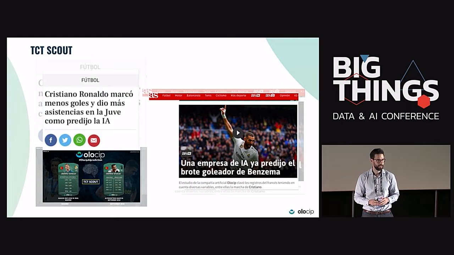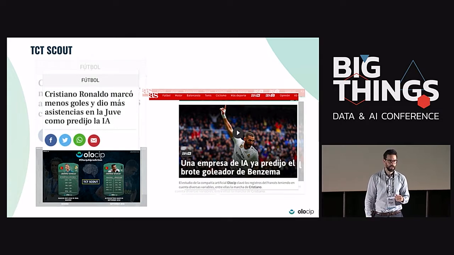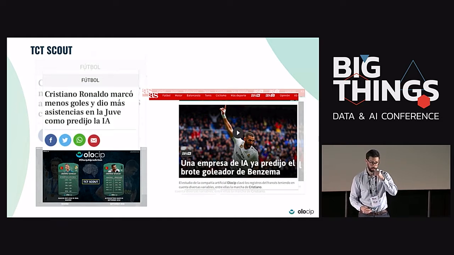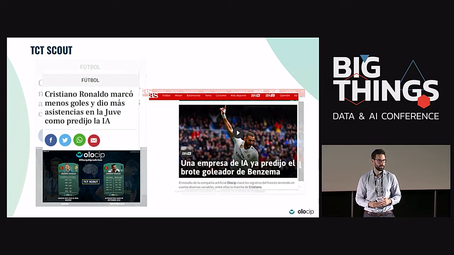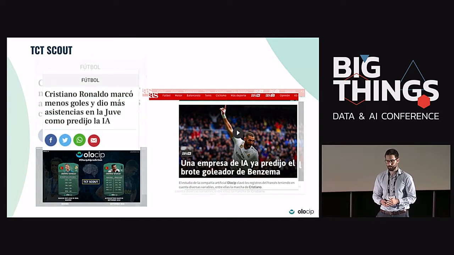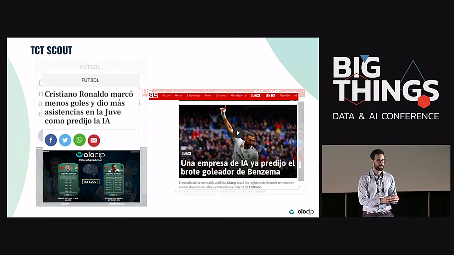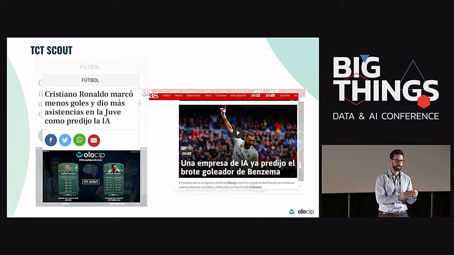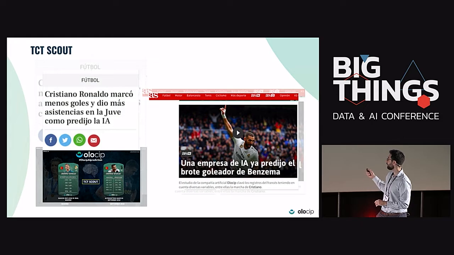Okay, so during the last year World Football Summit, we were asked to publish some predictions about Benzema and Cristiano Ronaldo. At the moment, Benzema was at his worst moment, and we predicted that he was going to improve during the year, which actually happened. And Cristiano Ronaldo was changing his team from Real Madrid to Juventus, new league, new teammates, new coach. And our predictions came much closer to reality than the previous statistics that he was doing. So that's why the mass media covered these predictions.